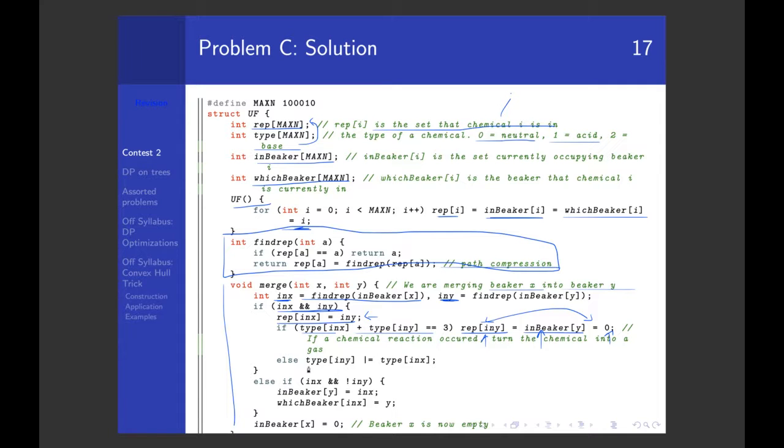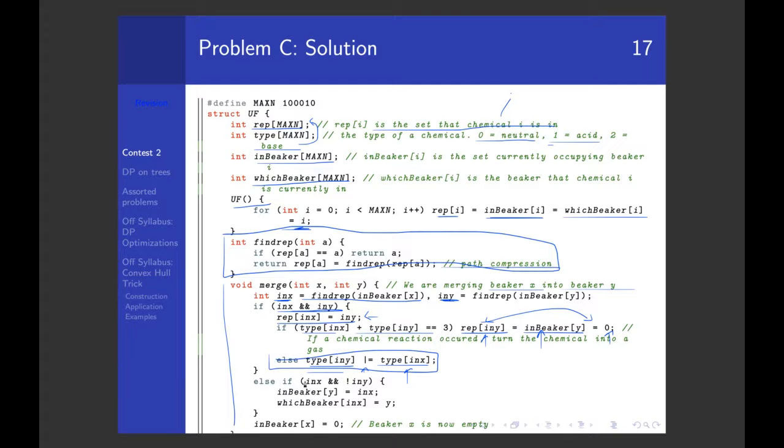Otherwise, we're updating what type is in Y by considering what's in X. We use a bitwise OR here, because 1 is acid, 2 is base. We bitwise OR them together. It's a simple way of combining them, because if they're both acids, then 1 or 1 is still 1. If they're both bases, 2 or 2 is still 2, or 2 or 0 is 2. So this just gets the combined what's in both of them, and that's in Y.